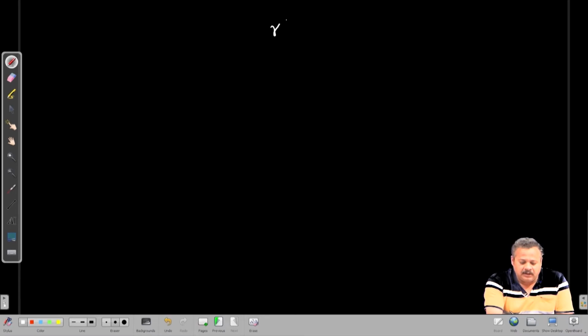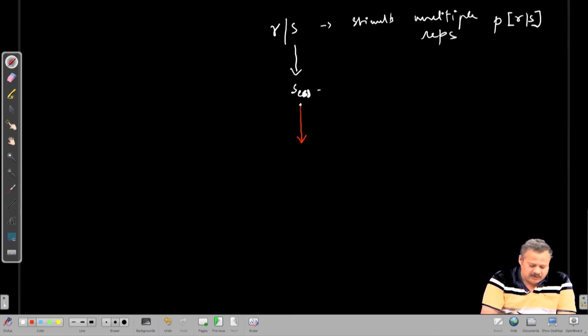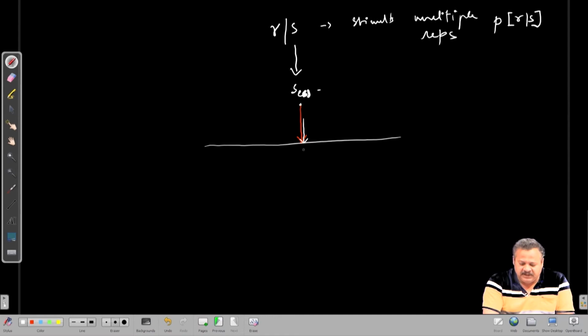So, we have R given S, that is, given a particular stimulus with multiple repetitions, we are getting a probability distribution of R given S. From that, we are estimating S estimate, and that, let us say, if we were able to do this multiple number of times, then it has a mean that is the same as the true value of the parameter S.